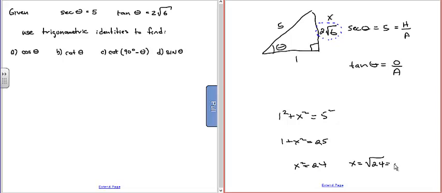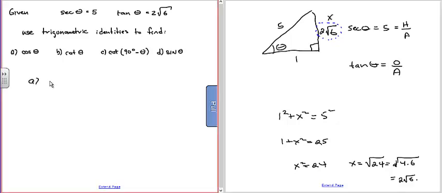But 24 is equal to, actually, it's 4 times 6, right? 4 times 6. But the square root of 4 is 2, so you get 2 times the square root of 6. So that's what it has to be. Now that I've defined every side of my triangle, this is a piece of cake, right?